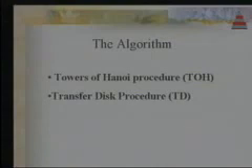The algorithm, if you will, gets divided into 2 parts. One is what we would call the Tower of Hanoi procedure, and the other is what is called the transfer disk procedure. Now, the Tower of Hanoi procedure really is a procedure which says do this for n disks and do the same thing for n minus 1 disks. But when you are doing this for any number of disks, you have to have some procedure laid down according to which the disks get transferred between the different poles.